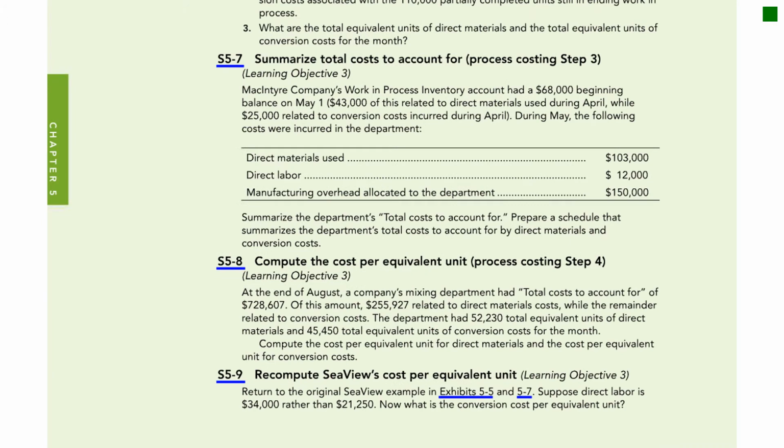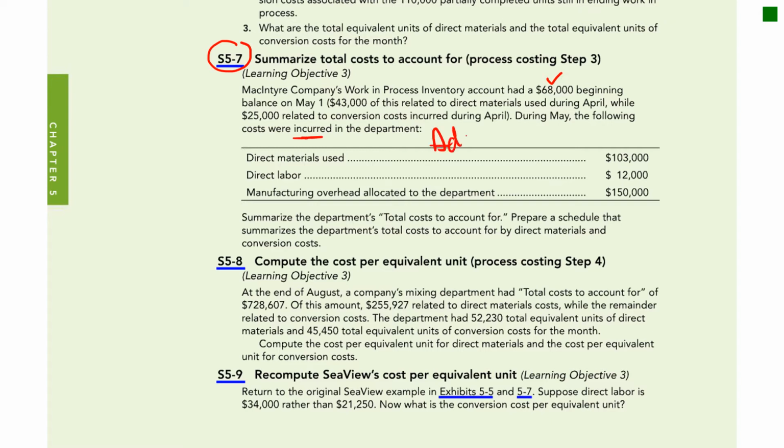Okay, so the next illustration I want to go over is going to be illustration S5-7, and let's take a look at it. It says McIntyre Company's work in process account had a balance of $68,000 at the beginning of the month, and it says $43,000 of this related to direct materials, while $25,000 related to conversion. It says during May, the following costs were incurred.